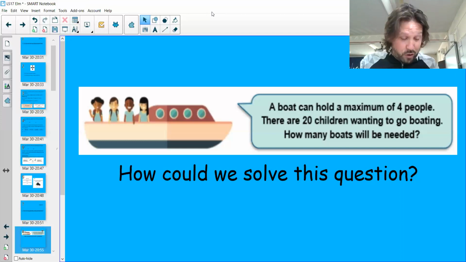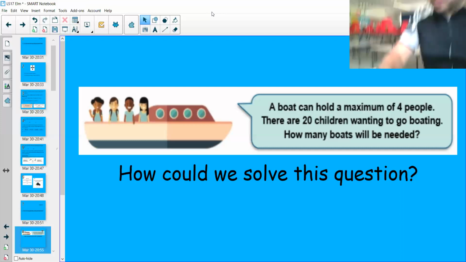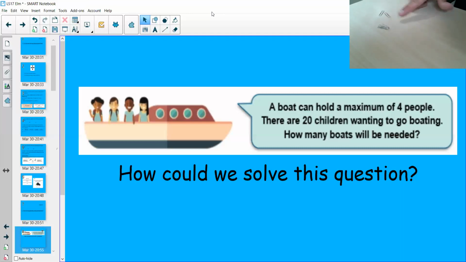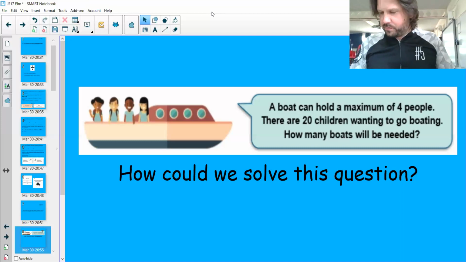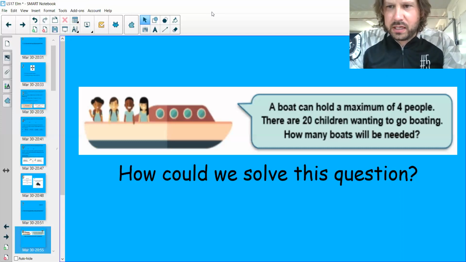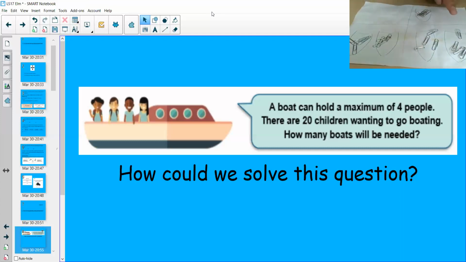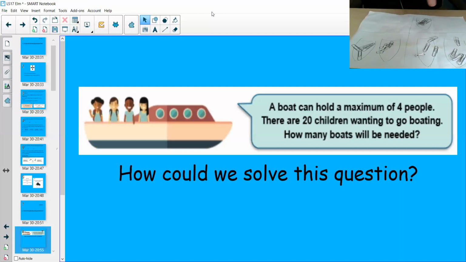If my maths is right, I've got space for another boat, and I'll put 4 in it. I've still got paper clips left. Another boat, another 4. And you guessed it, I've still got 4 paper clips left. So I'm going to draw 1 more boat with 4 in it. The question was, how many boats will be needed? 1, 2, 3, 4, 5. I've got 5 boats.